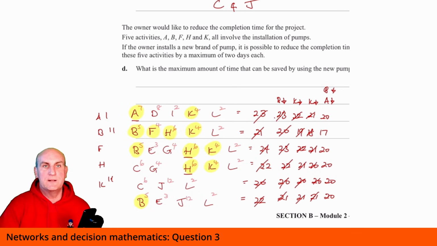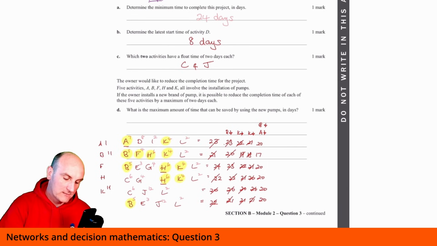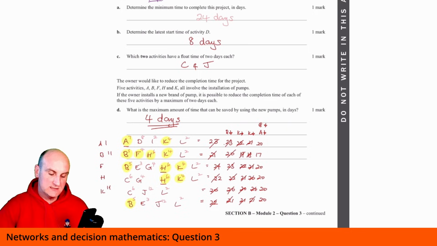So there we go. What is the maximum amount of time saved by using the new pump? Well, let's see what we were. We were at 24 days. We've gone down to 20 days. So therefore, I'm going to write 4 days and underline my answer. Whew, right.